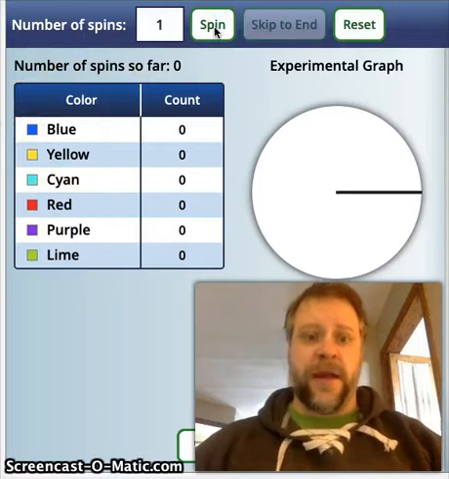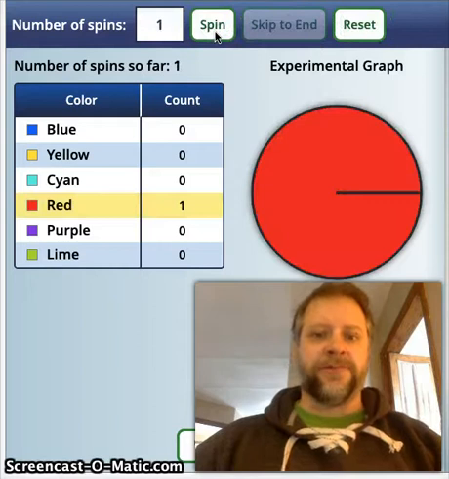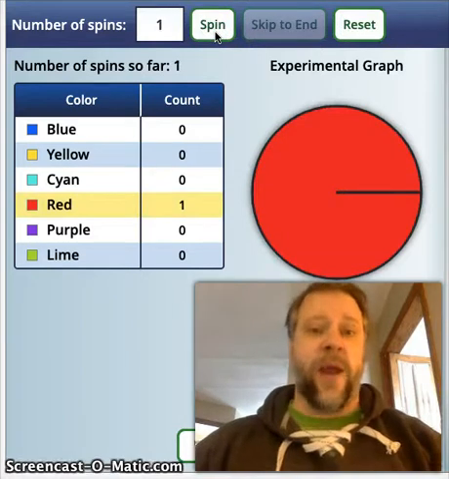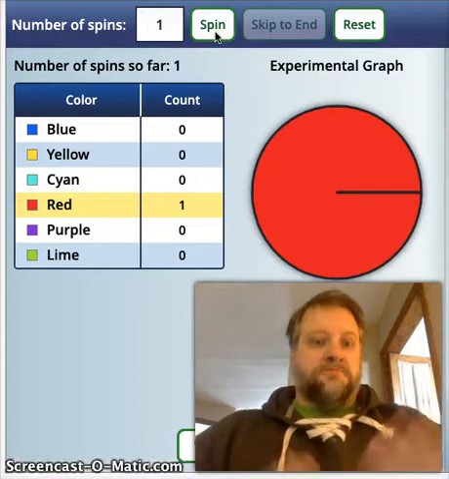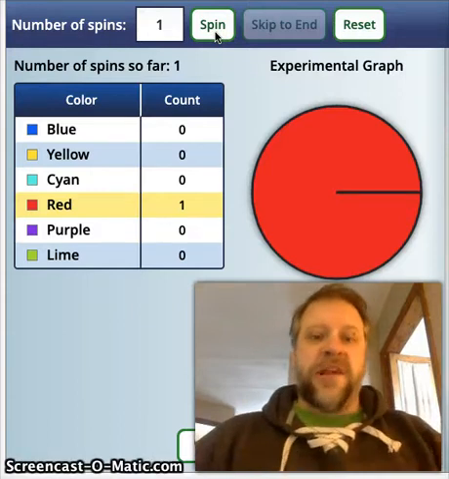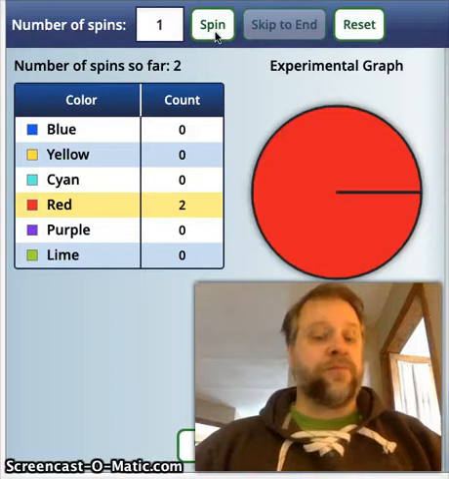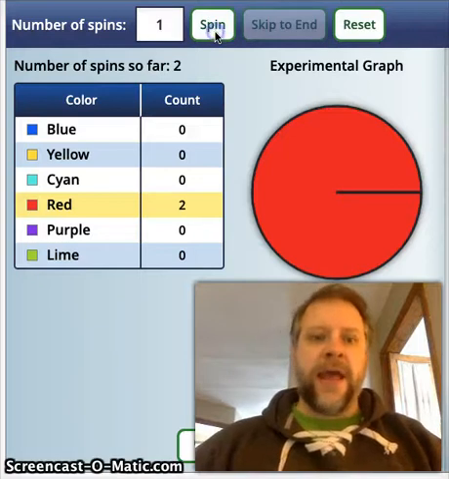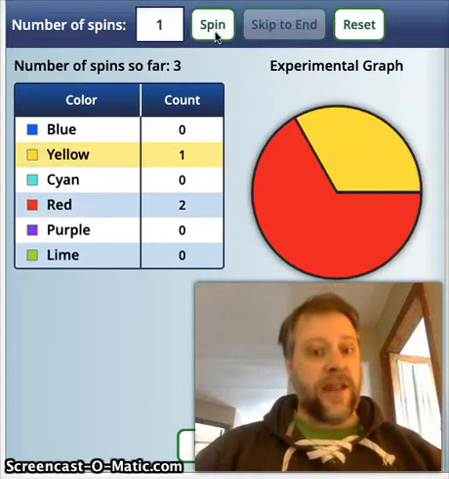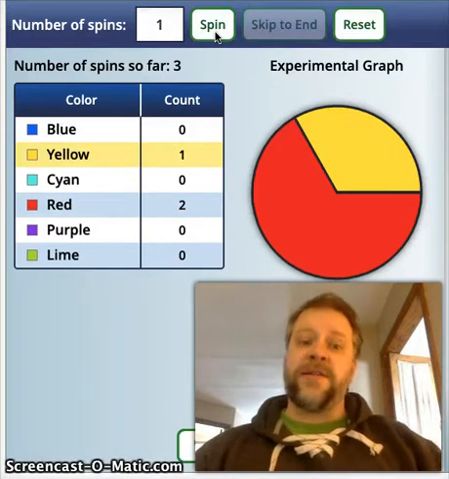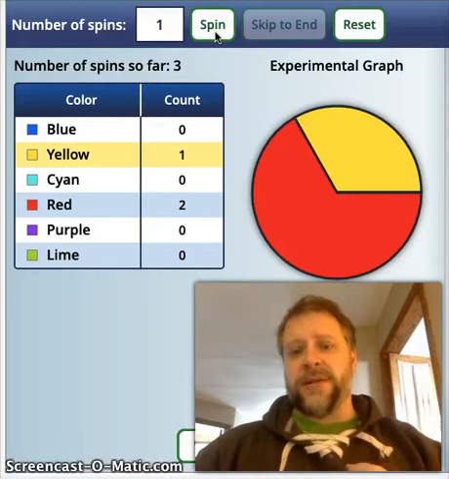So I can spin the spinner. When I hit this button up here, it's going to spin the spinner, and it's going to land on a color. In this case, it landed on red. By doing that once, you might think, wow, red is gigantic. In fact, red is the only color on this spinner. But I spun it again, and it landed on red again. So red clearly is the only color. Oh, this time it was yellow. Okay, of the 3 times that it spun, 2 were red and 1 was yellow. So this must be what my spinner looks like.